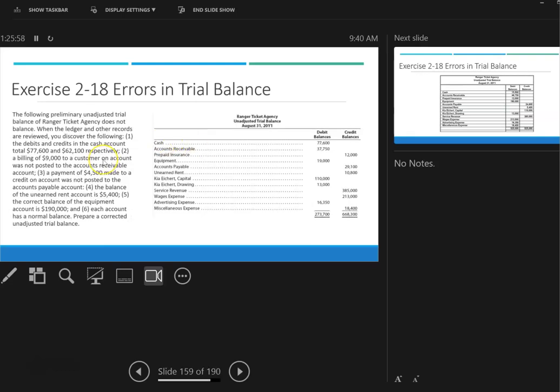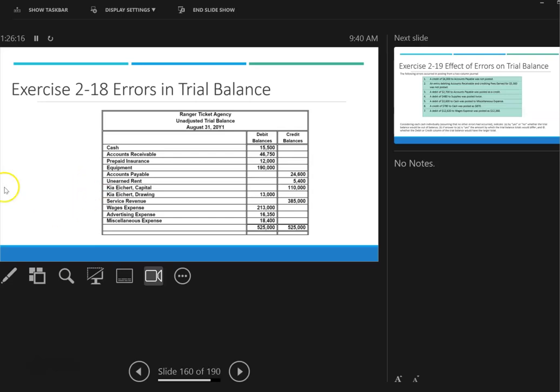Or it says a payment of $4,500 made to a creditor on account was not posted to the accounts payable account. So shouldn't our accounts payable go down $4,500? Do you see now our accounts payable sitting at $24,600? See, what they're trying to help you see is what would you adjust to fix this?